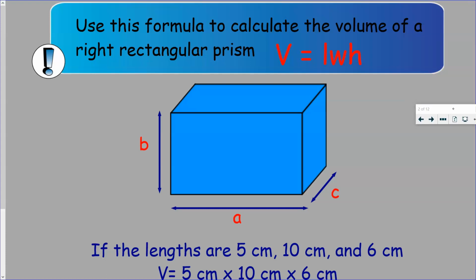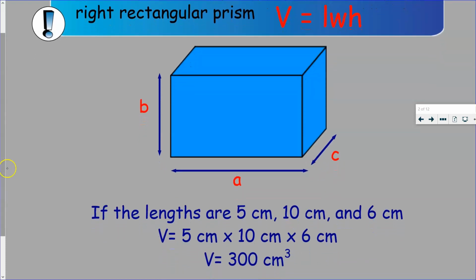This is a right rectangular prism and your formula is going to be volume equals length times width times height. Fairly basic. So we've got our length, our width, and our height, and all you do is take those numbers and multiply them together. So if the lengths are, say, 5, 10, and 6, then you take 5 times 10 times 6 and you get 300 centimeters cubed. Note, we are in cubed formation now because volume is what's inside, not area, which is the faces. Okay?